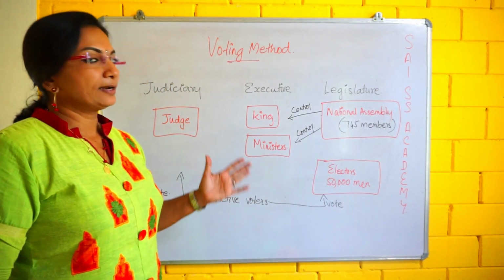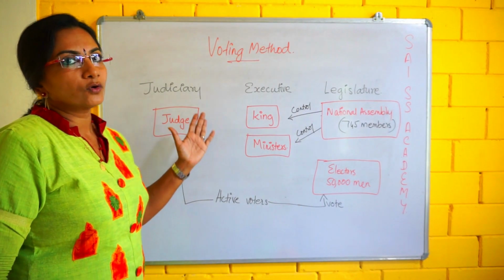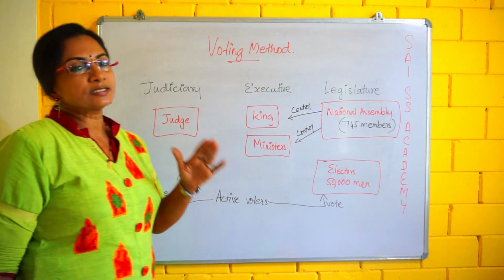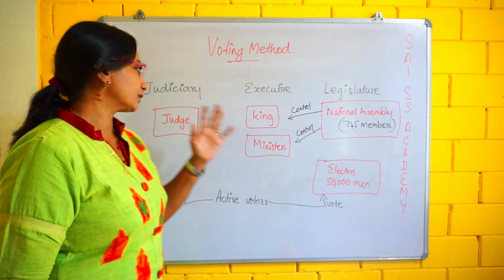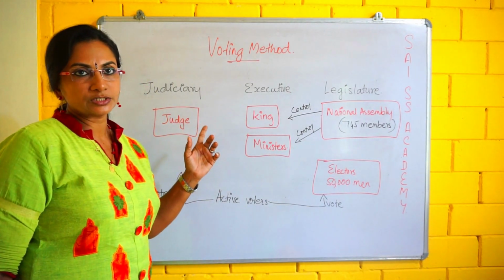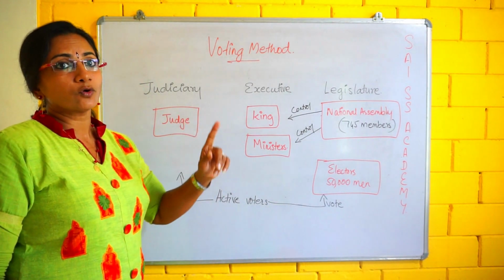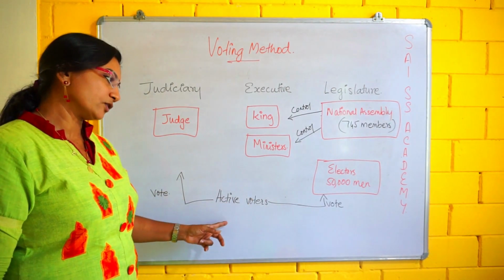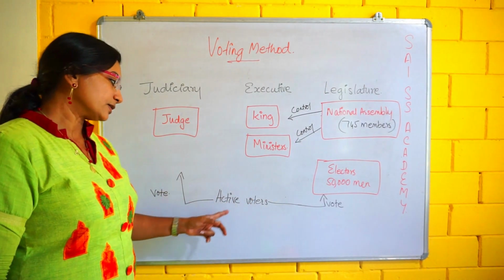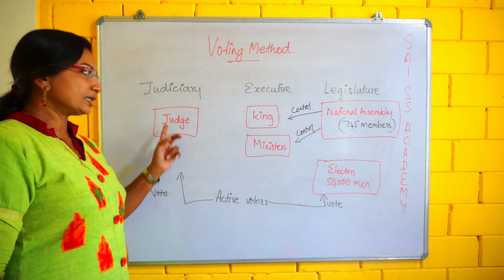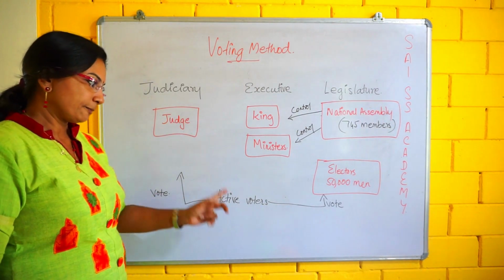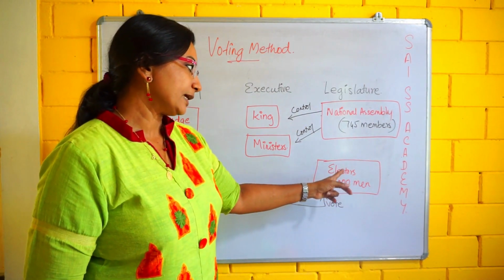Okay, the voting method. Have a look. The voters are voting for 2 bodies. First one is the judiciary, voting for the judge. Second, they are voting for the electors. That means the active voters alone have the right to vote. First, they vote for the judiciary, that means voting for the judge. Second, they vote for the electors.